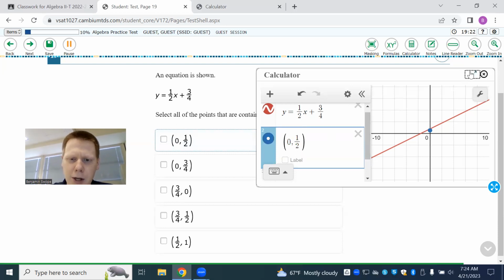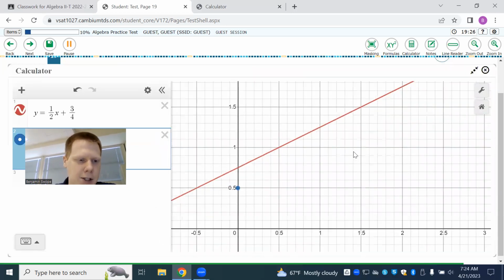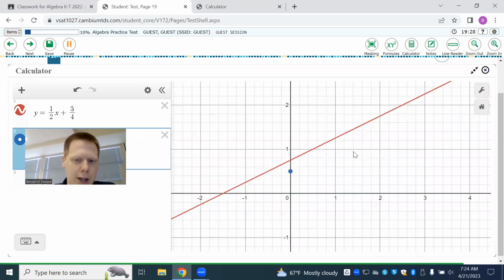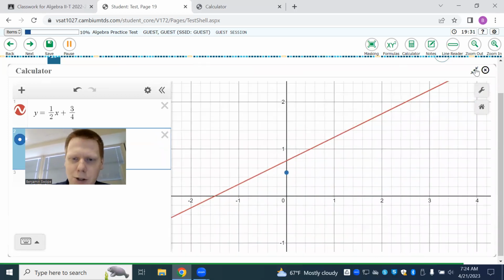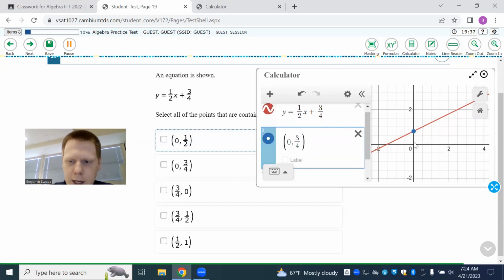And what you want to do in this question is just do one point at a time, and see, is this point on my line? Clearly that blue dot is not on the red line, so that's not an answer. So let's try the next one. So 0, 3/4 is the next one.